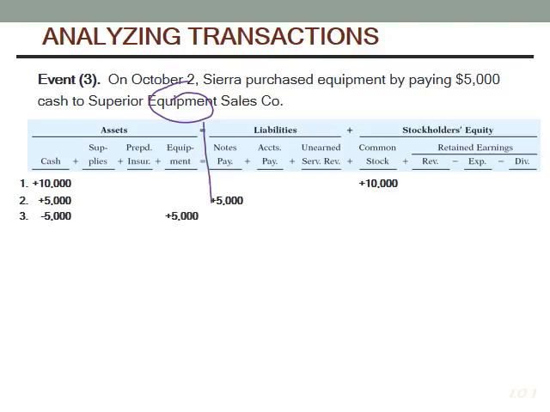So here you'll notice if we draw a line at that equal sign, nothing happened to the right, but we have an increase and a decrease on the left. So they pretty much wash each other out, but we want to increase and decrease those specific buckets, right? We want to track that our cash went down and our equipment went up.